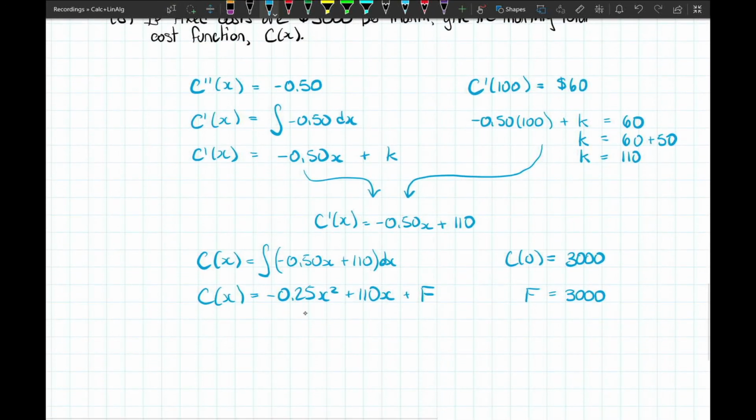So once again, we take the most general antiderivative plus some information about the problem, and we can form the antiderivative that is applicable to our problem. The monthly cost function is negative 0.25x squared plus 110x plus 3,000. And now we can just go ahead and plug in any level of production for a given month and find the total cost.